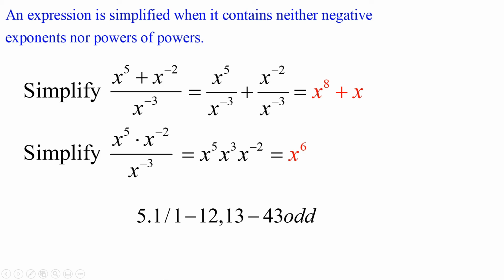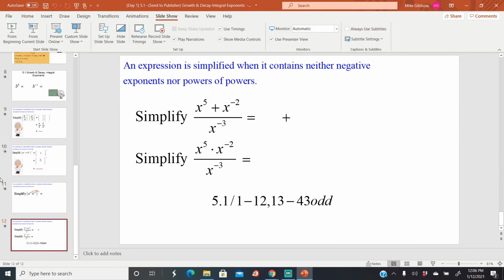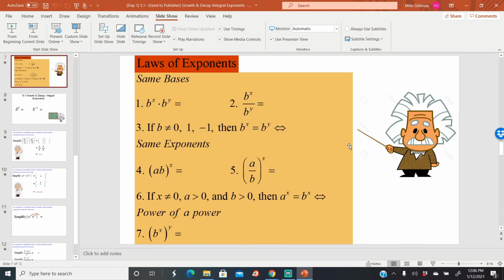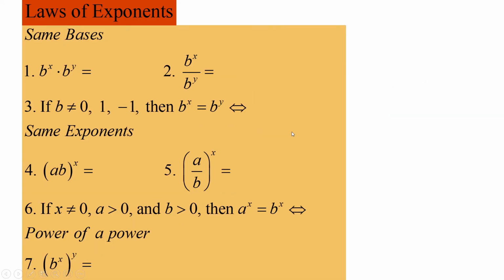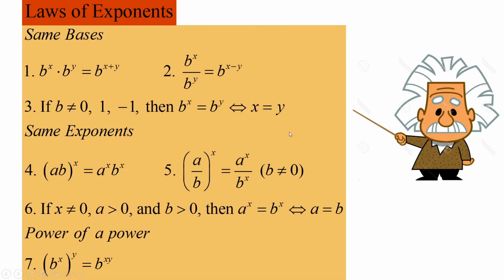So I would like you guys to do 5.1, 1 through 12, and then 13 through 43 odd. And these are all laws of exponents problems. You're going to have to simplify expressions, and you have got to be really, really good at this stuff. So do these problems carefully. And if you go all the way back to this slide right here, and you know this, apply it, and this stuff becomes just automatic. Now this is a review of advanced algebra, and I'm expecting you guys to be really, really good at all this stuff.